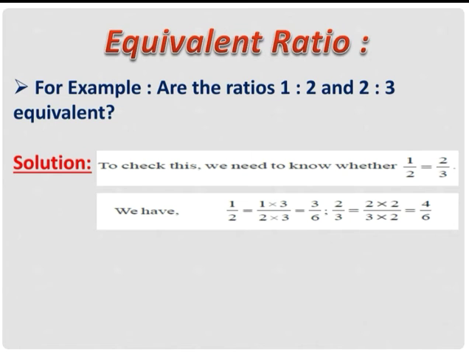We have 1 upon 2 is equal to 1 multiplied by 3 divided by 2 multiplied by 3, which is 3 upon 6. Similarly, 2 upon 3 is equal to 2 multiplied by 2 divided by 3 multiplied by 2, which is 4 upon 6. We have to convert these ratios into like fractions. To do that, we first find the LCM, and the LCM is 6. Using the LCM, we make both the denominators the same and then compare. This concept you have already learned in the second chapter.